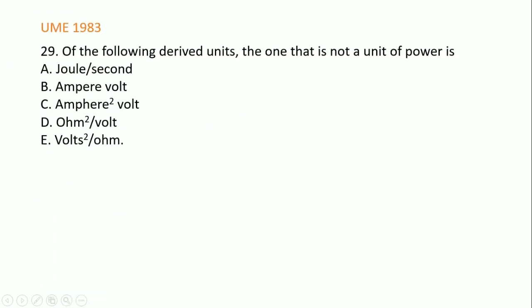We have UME 1983 question number 29. We've been told of the following derived units, the one that is not a unit of power is. So we need to define what is power. Power is defined as the rate at which energy is expended. So you've got power equal to energy or work done per unit time.